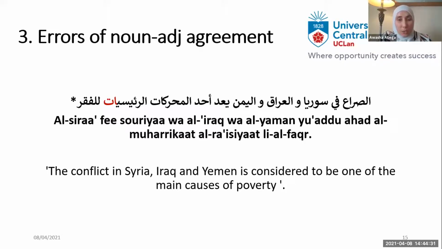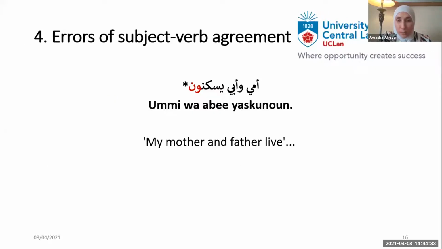With regard to errors related to subject-verb agreement, the student here used the plural form of the verb yaskununa with the dual subject ummi wa abi. Once again, there is likelihood that this is a case of simplifying the rules and a consequence of L1 interference.